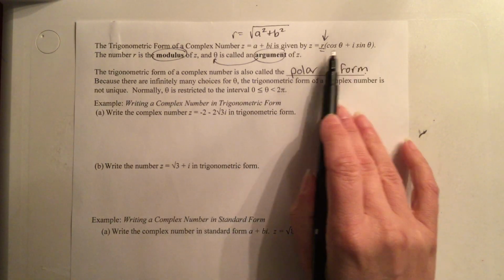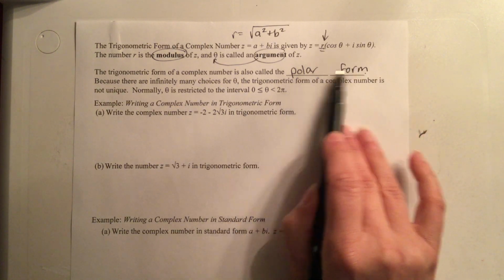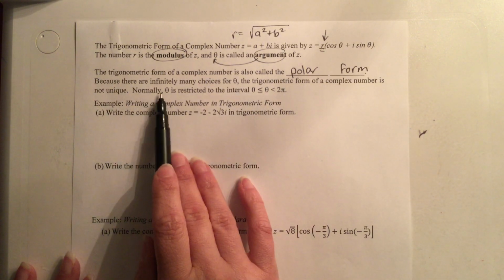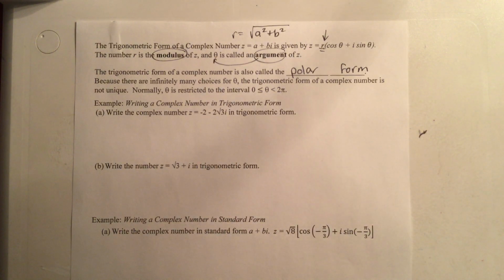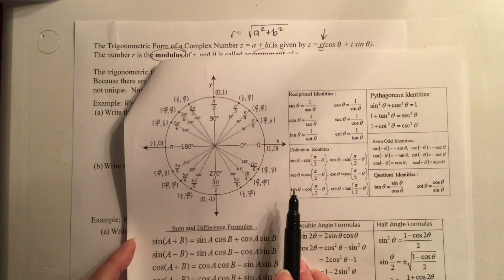So this could be called the trig form of a complex number, or simply just call it the polar form. It's getting you ready to transition into what are called polar coordinates. Because there are an infinite amount of choices for theta, we're going back to our friend the unit circle. Remember, you can go around and around and around as many times as you want.